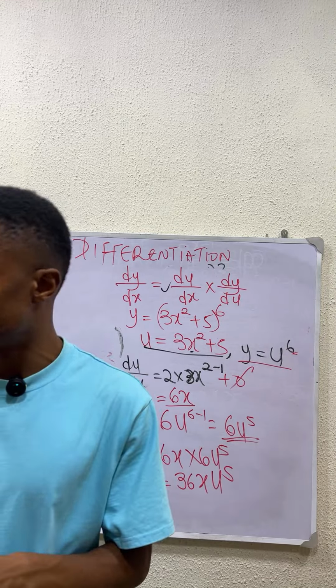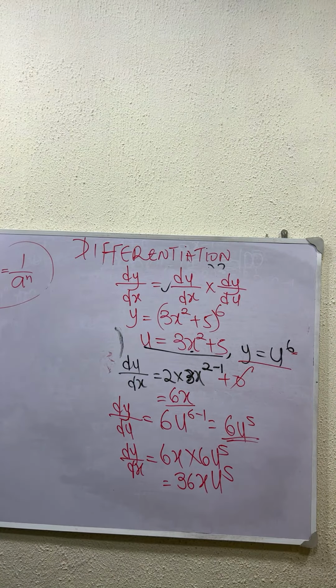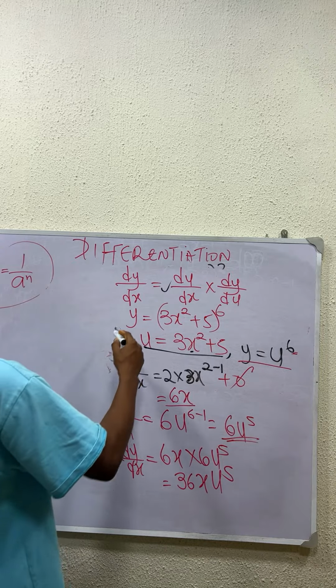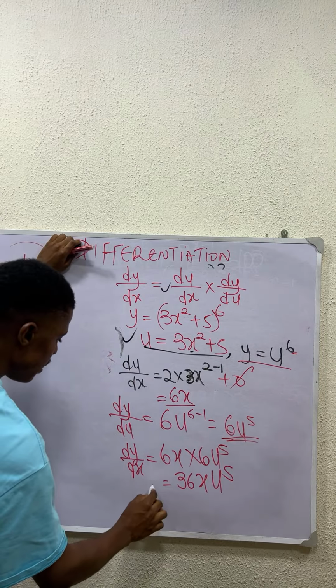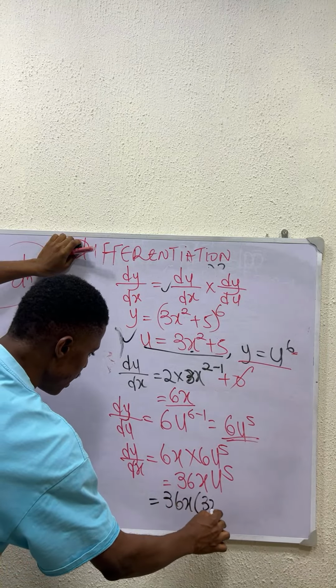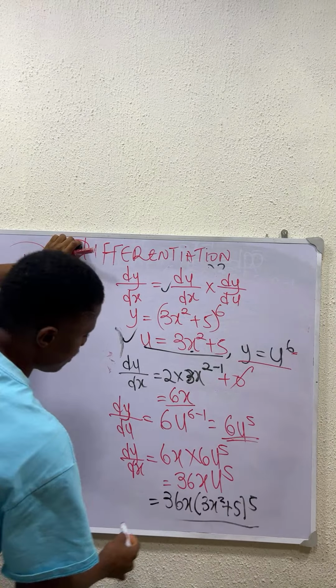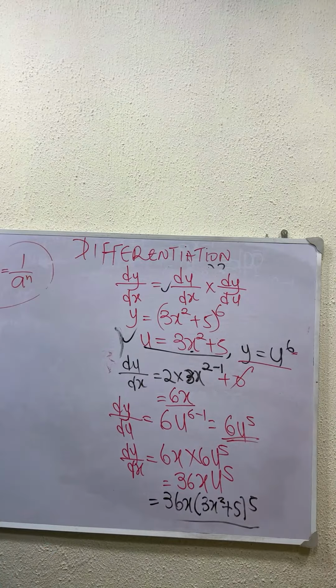To complete the differentiation, all you need to do is to plug back the value of u. Remember, we defined u to be this. So differentiating the function will now be 36x times 3x squared plus 5 raised to power 5. That's it. You don't need the Pascal triangle to help you do this. So this is the easiest way to differentiate the function.